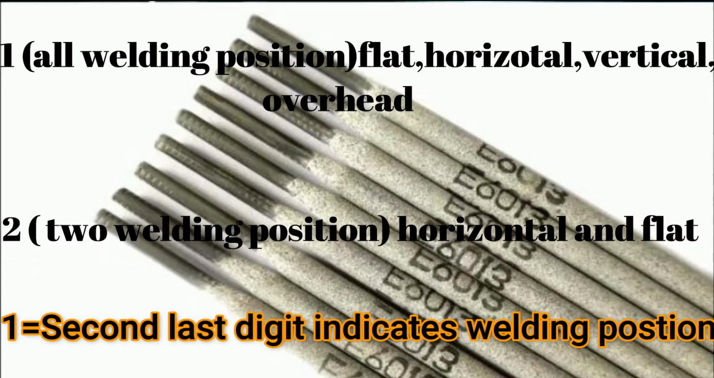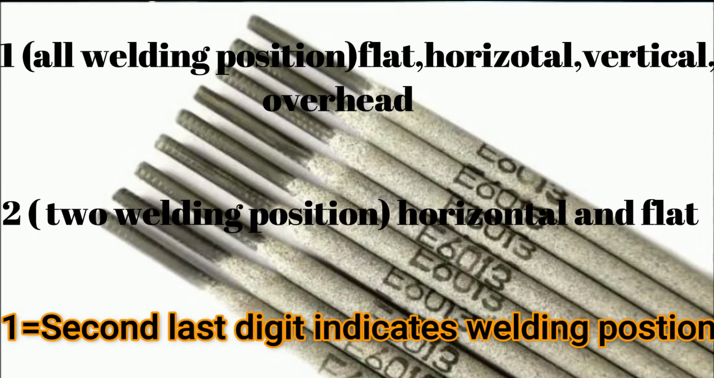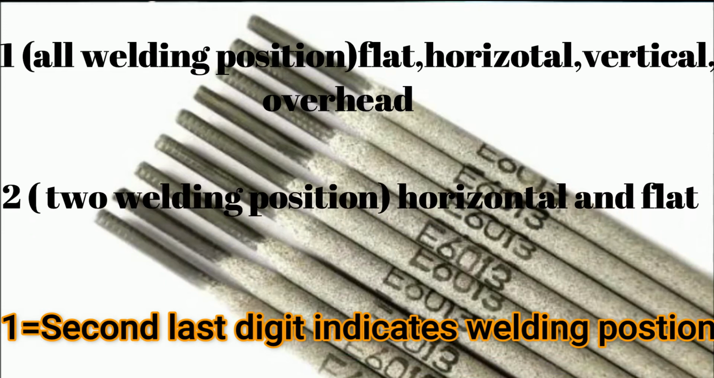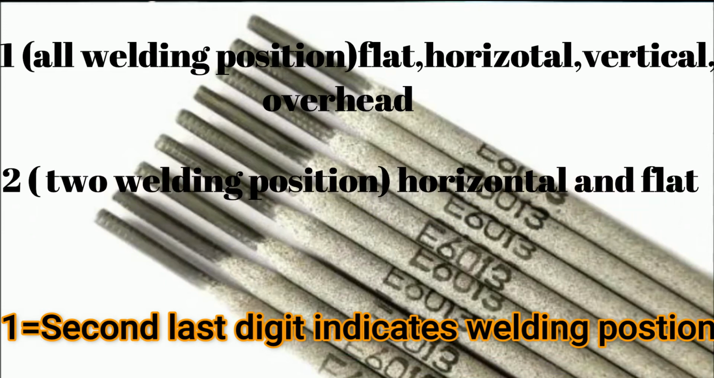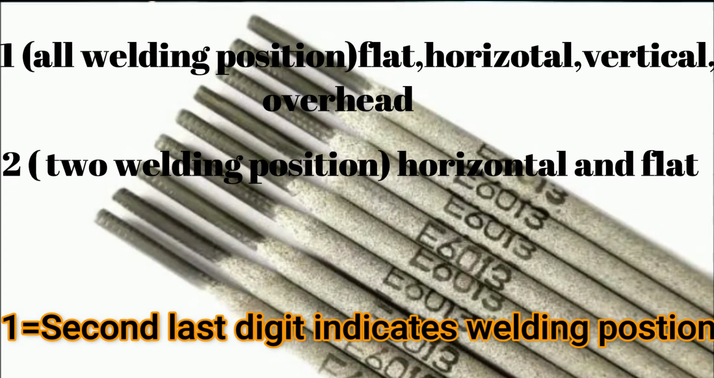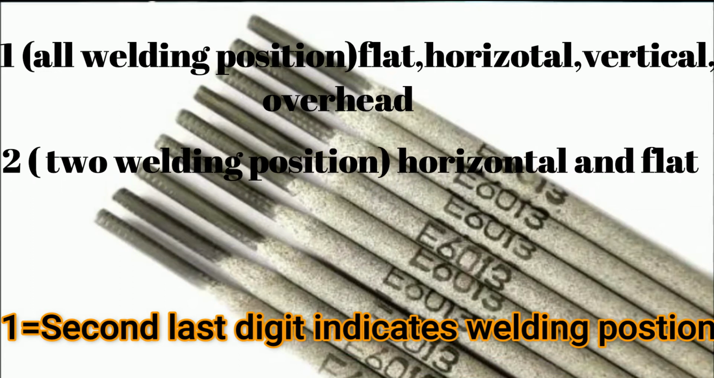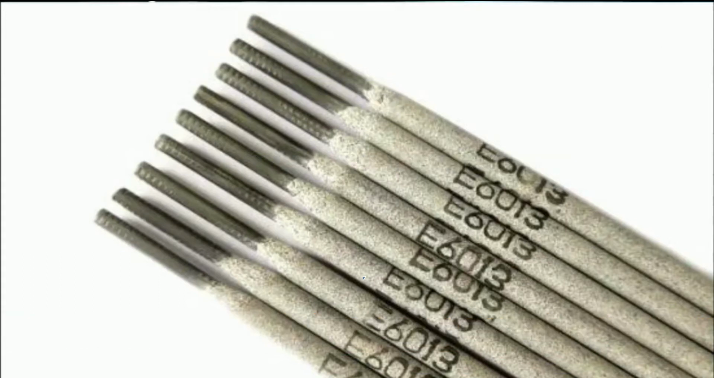If the second last digit number was 2, then the electrode can be used only for 2 positions, that includes horizontal and flat. This means if you use an electrode whose second last digit is 2 for welding in vertical or overhead position, then the welding quality would be affected, or it would be difficult for a welder to do welding.